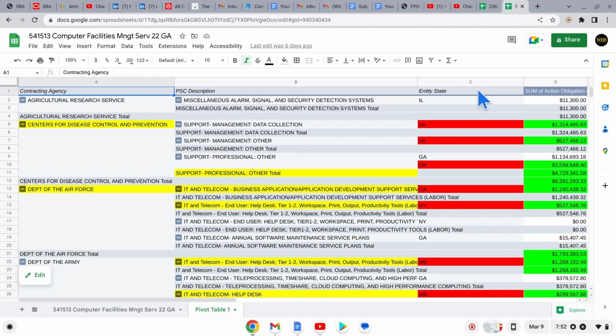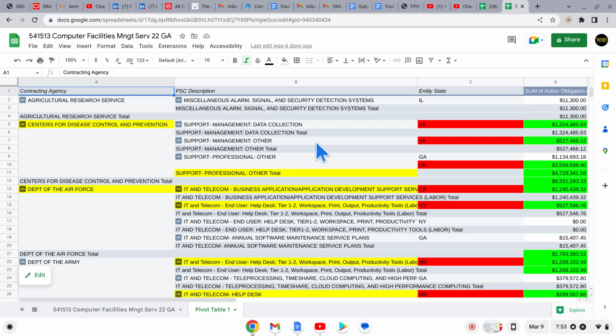Over here in column C is the entity state. This means that the company, the prime contractor who has this contract, this is the state that they're from. This is the state that their business is registered in. And column D is the amount of that contract that they have, the contract award, or for instance, the sum of action obligation. Basically, it means how much the contract was worth, how much they got off of the contract in revenue, so to speak.